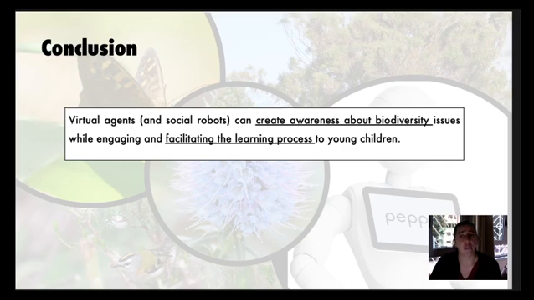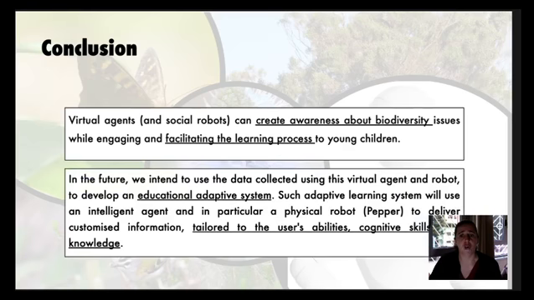Overall, we are able to see that virtual agents can be used to create awareness about biodiversity issues while promoting children's learning. Overall, the data that we collected in this study is going to help us build in future an educational system that is able to adjust to children's abilities, cognitive skills, and knowledge.